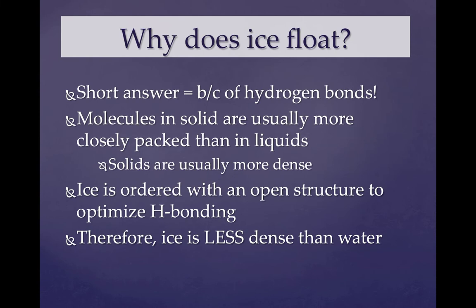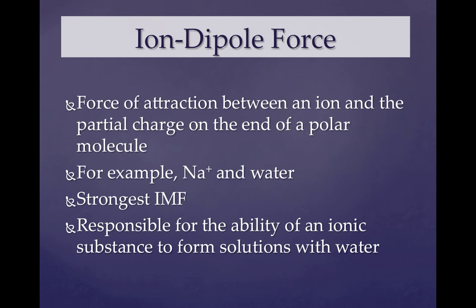So for example, why does ice float? Because of hydrogen bonds. Theoretically, ice is made of water, so the density should not be that different. But the molecules in a solid are usually more closely packed, which means the solid is usually more dense. But with water, the ice is ordered with a different structure because of the hydrogen bonding. Therefore, the ice is slightly less dense than the water, so it's going to float.